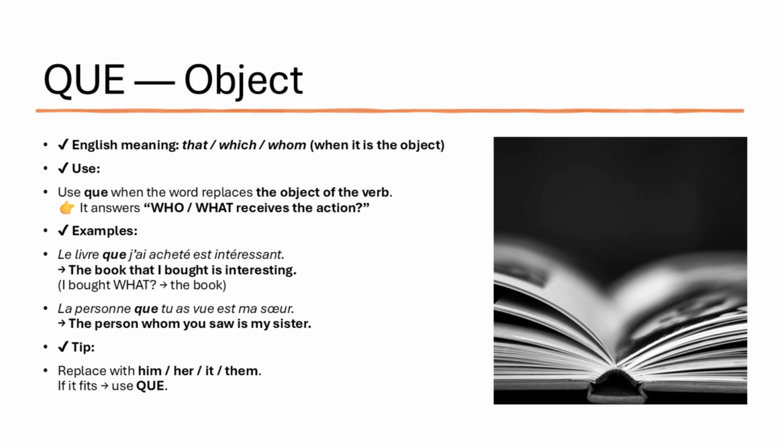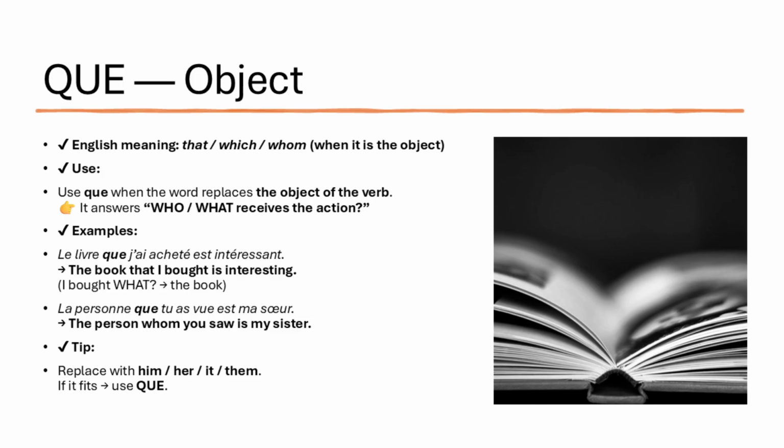Le deuxième mot, c'est que. Nous l'utilisons pour l'objet. Meaning in English is that, which, whom, when it is for the object. For example, we want to replace the object of the verb: who receives the action or what receives the action. Par exemple, le livre que j'ai acheté est intéressant. The book that I bought is interesting.